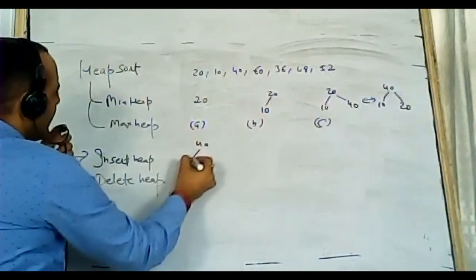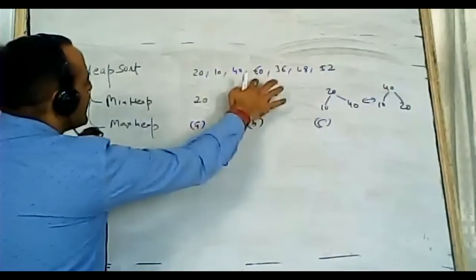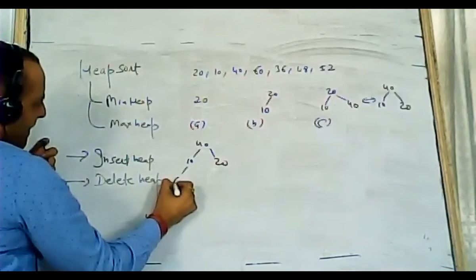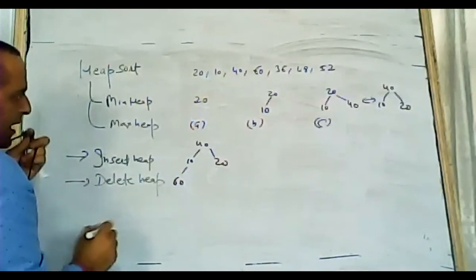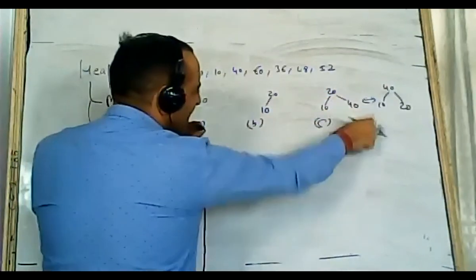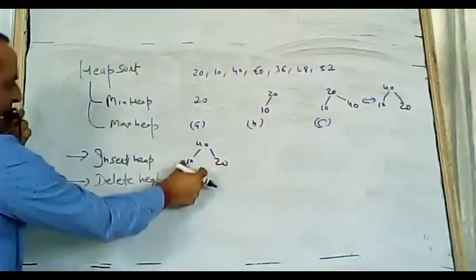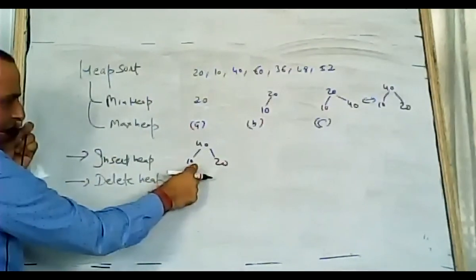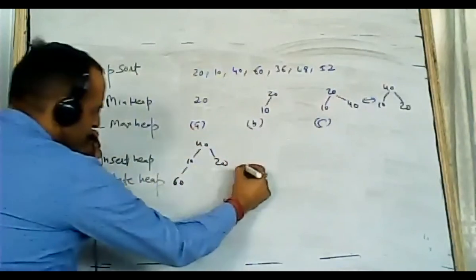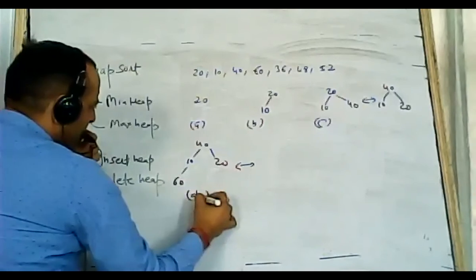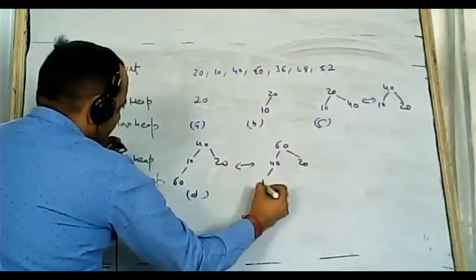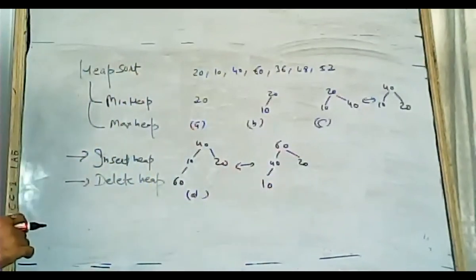Now 40, 10, 20. The next element is 60. Keep in mind how elements are placed: root's left, right, then the next one's left, right. Now 10's left is 60. 60 has to move above because 60 is greater than 10 and greater than 40. So it will make my tree 60, 40, 20, 10. Yes or no? Yes, sir.